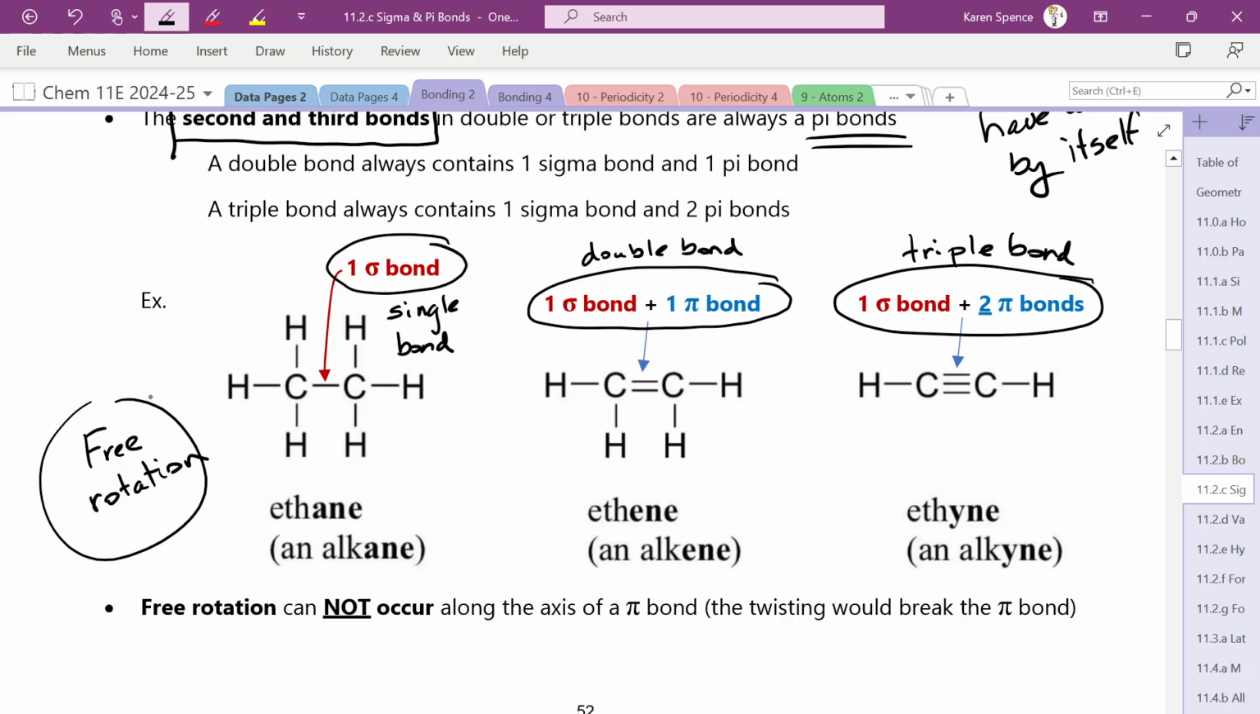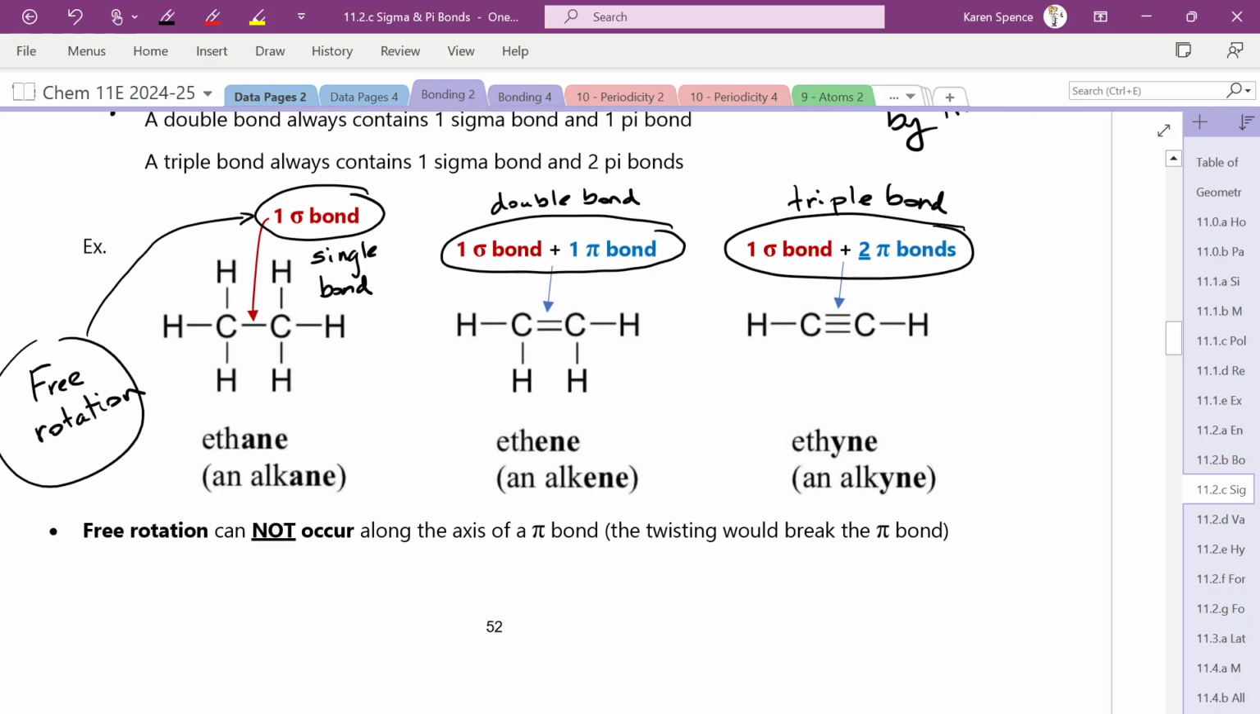We have free rotation only when we have sigma bonds. I'm going to get you guys some models. I forgot to bring them in today, but we'll let you take a look at those tomorrow, okay? These two guys, double and triple bonds, do not rotate.